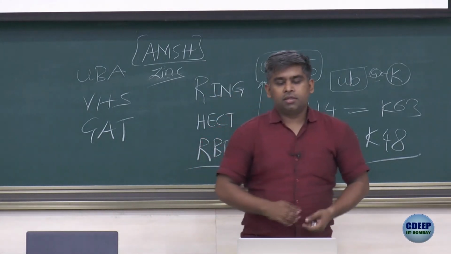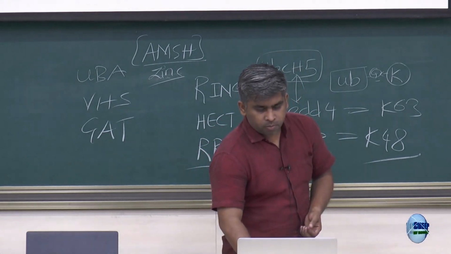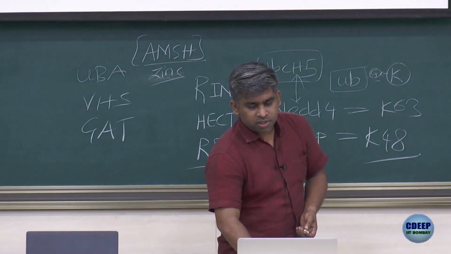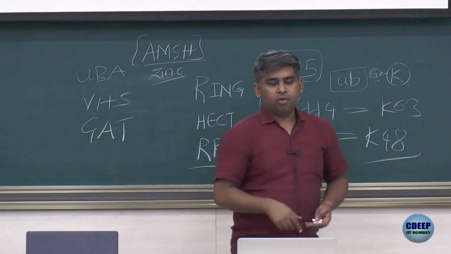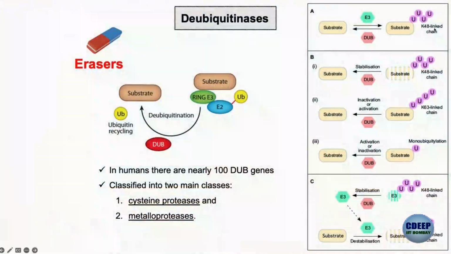Now, there is something wrong here. This one I got from a paper, but I realized that this is not correct. The topology of these chains should be very different than what they have shown. The linear ubiquitin, so something like this. You see here, K48 has this kind of topology, K63 has slightly different topology.